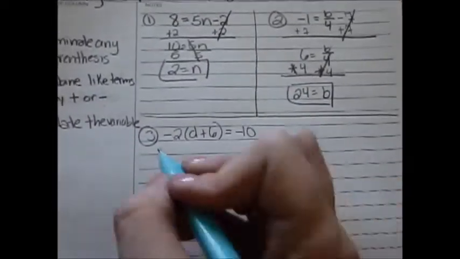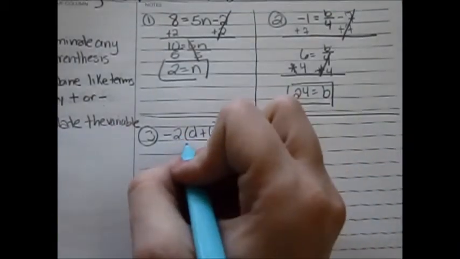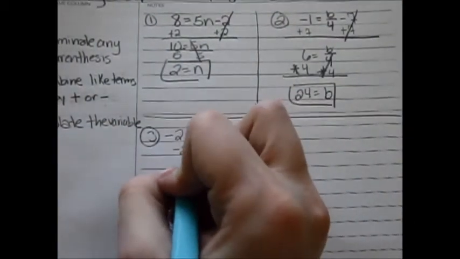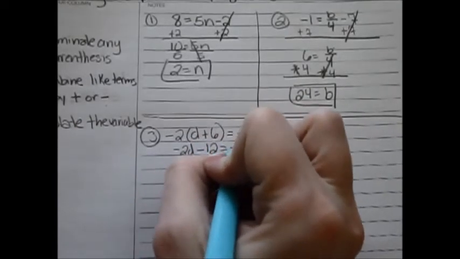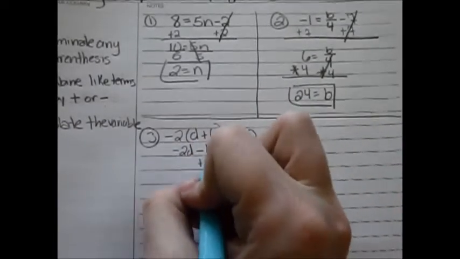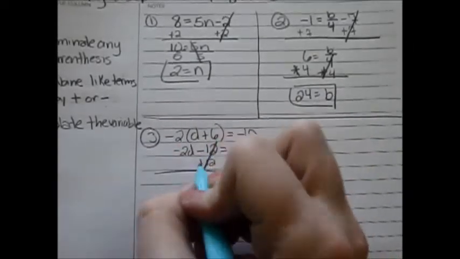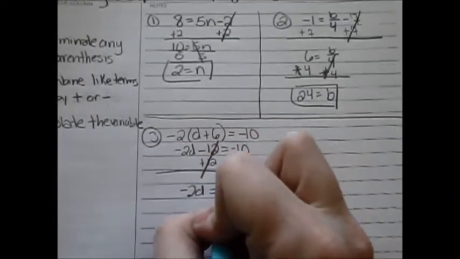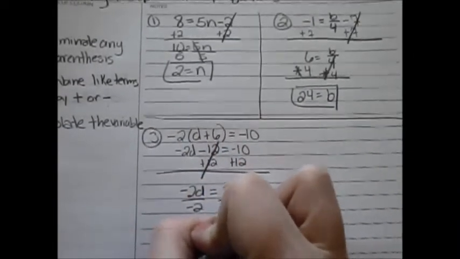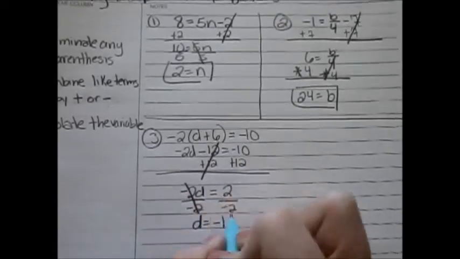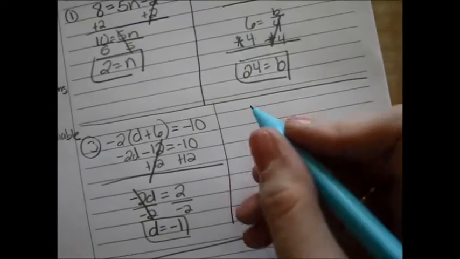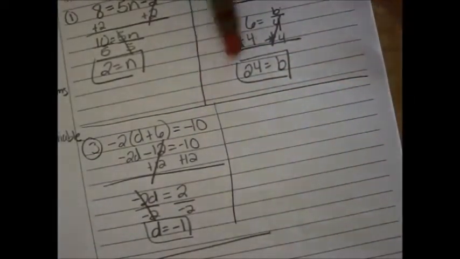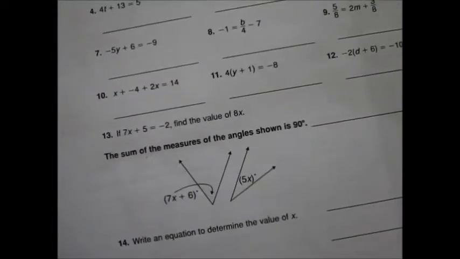Problem 3 is negative 2 times d plus 6 equals negative 10. All right, we're going to use distributive property, multiply negative 2 through everything in parentheses. It's going to give me negative 2d minus 12 equals 10. I'm going to add 12 to both sides. Then I have negative 2d equals 2. Divide by negative 2 on both sides, and I end up with d equals negative 1.